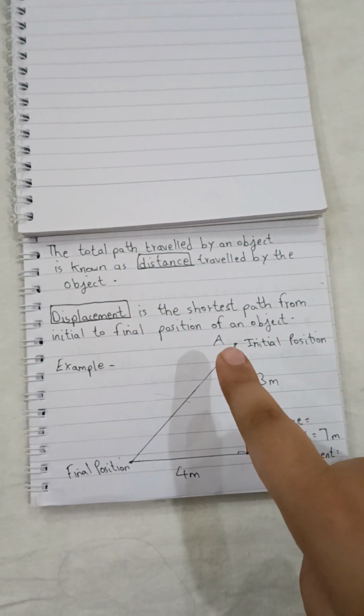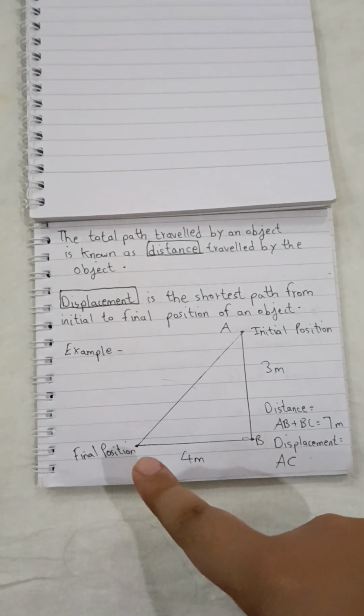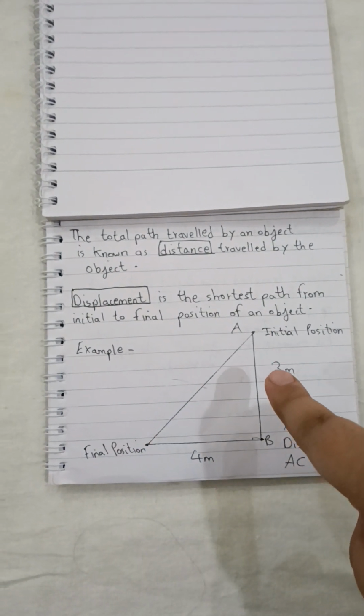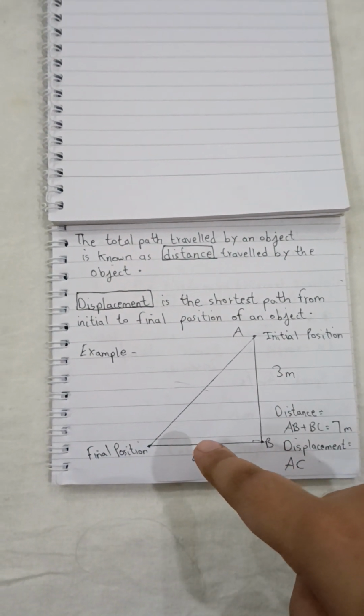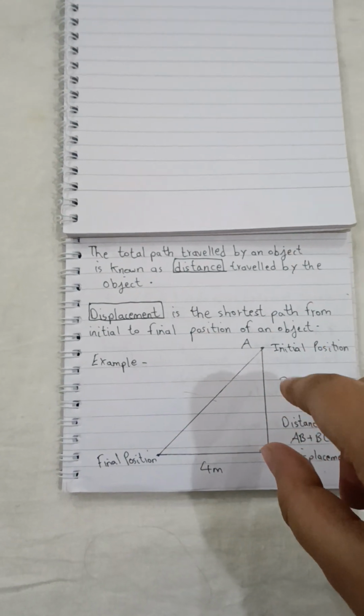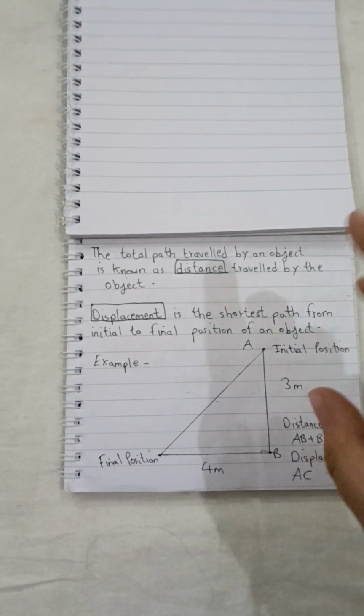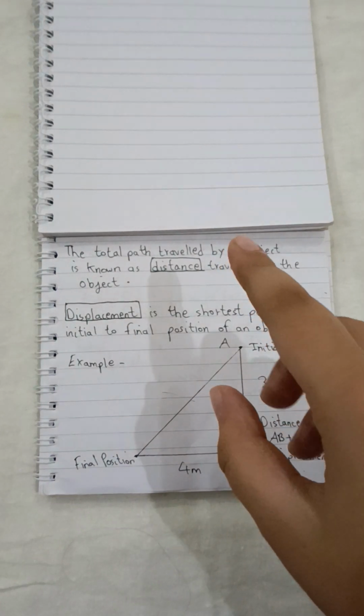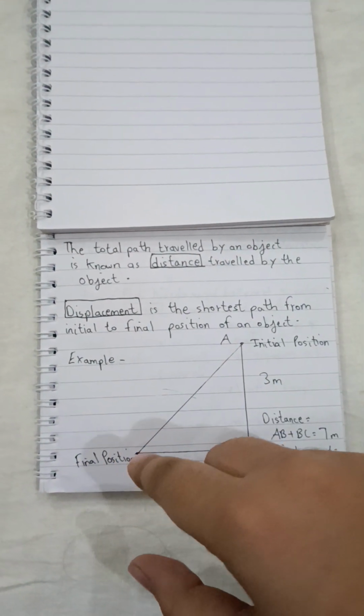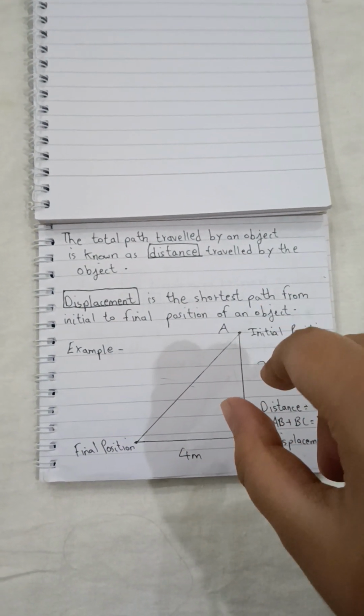So we can see from A to B and B to C, from A to B it's 3 meter and from B to C it's 4 meter. So it's a distance. If we go directly A to C, for example, Ram has to go from A to C, so he will travel 7 meters.